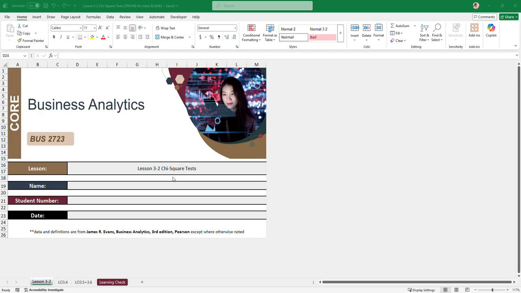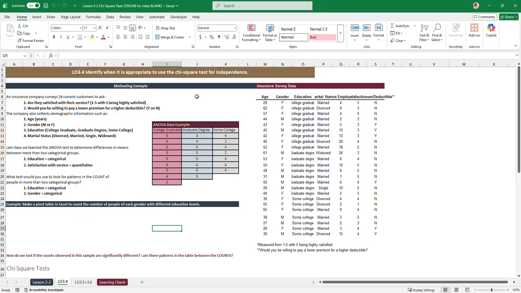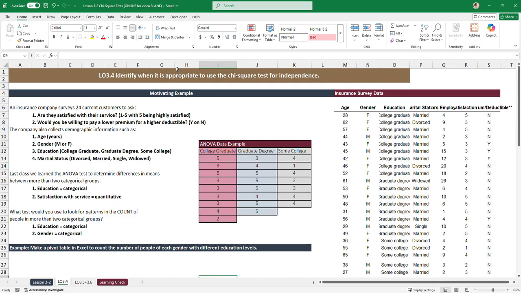Students. In this lesson, we're going to learn about another test for inference called the chi-square test. In this first video, we're just going to talk about when the chi-square test is used, and then next we'll learn about how to actually conduct the test within Excel.